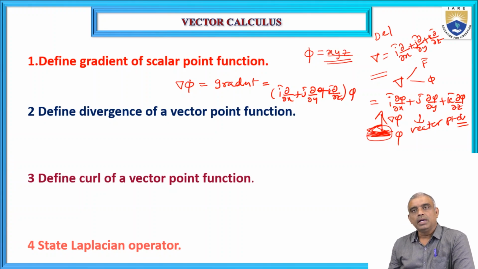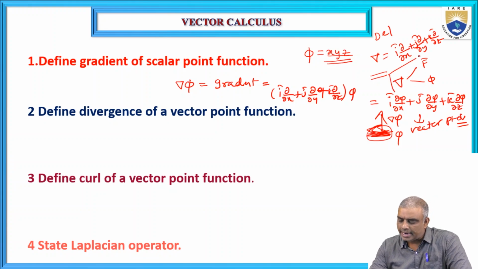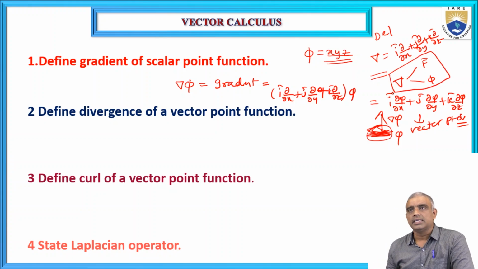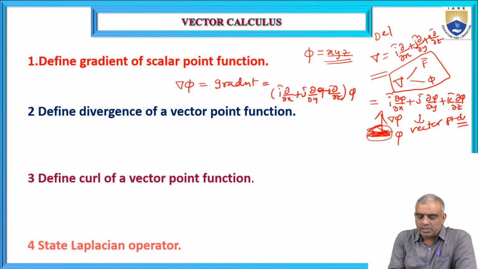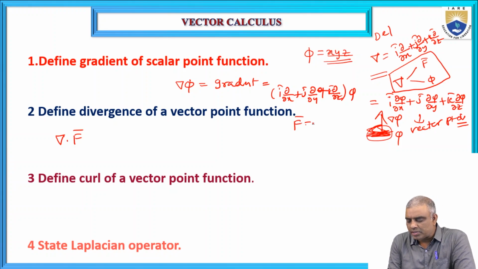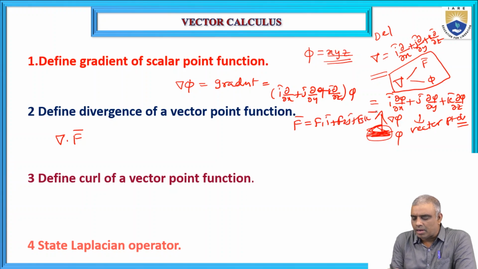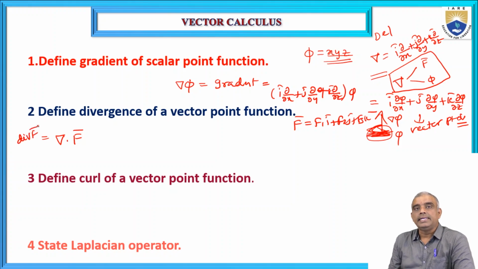Second one: define divergence of a vector point function. Already I told you that del can be applied on both vectors and scalars. Suppose the differential operator del is applied on a vector point function as a dot product. Let f bar be any vector point function, that is f1 i bar plus f2 j bar plus f3 k bar, then divergence of f bar is denoted by del dot f bar.